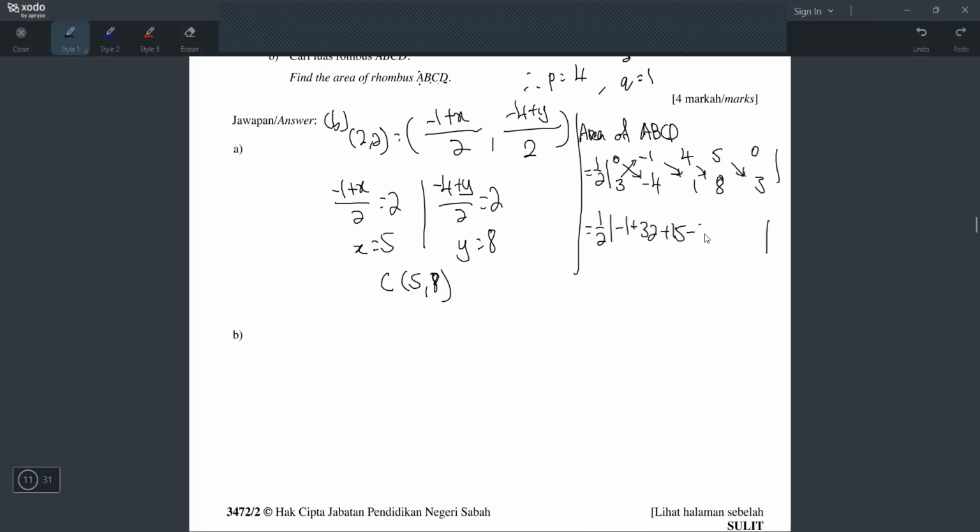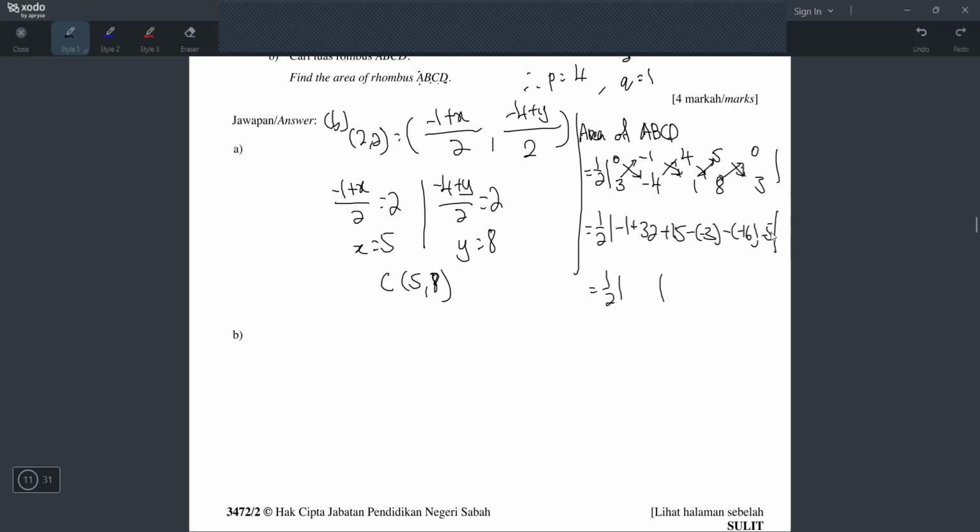Means minus bracket -3, and then minus -4 times 4, -16, and then minus again, 1 times 5, 5, right? So let's erase this. Minus 5, and then minus the last one, 8 times 0, 0, but 0 no need to write. So that's all. Now 1/2 modulus. Now press all these inside the calculator.